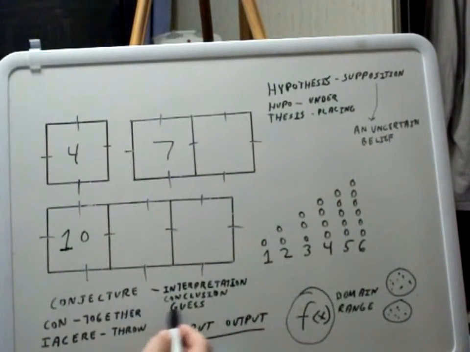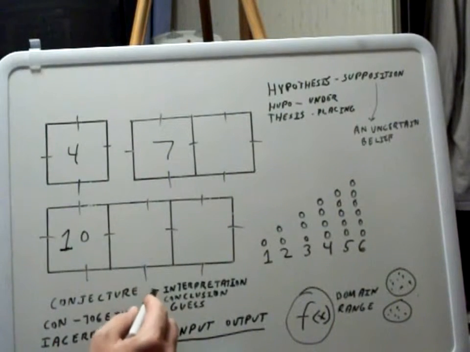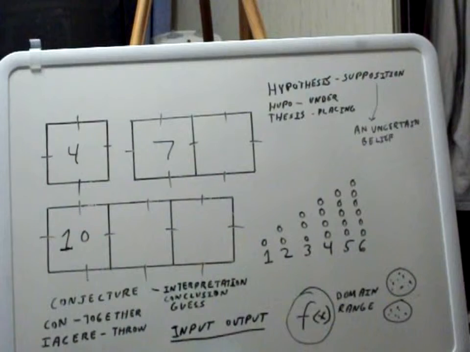Guess is an obscure definition of conjecture. Most of the time it's a conclusion or an interpretation, which means that when you're making a conjecture, you are saying that I see a definite pattern in this. Now here's the problem with that.